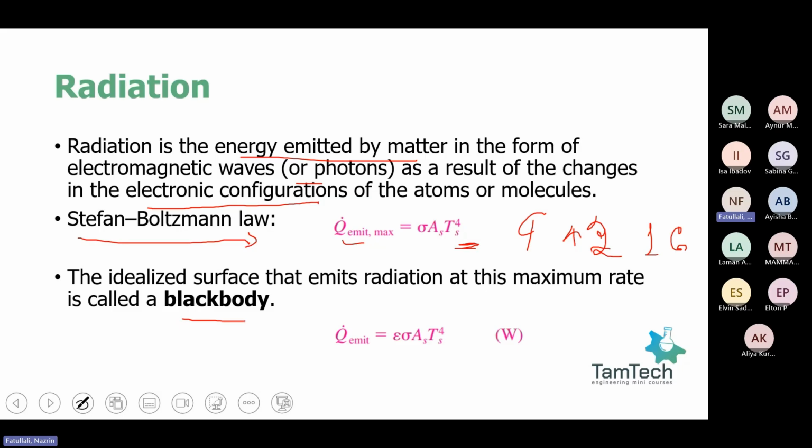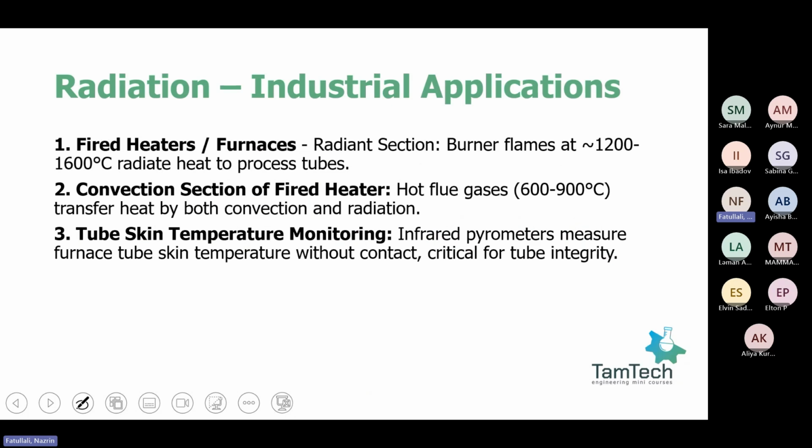A black body is a theoretical perfect emitter and absorber. It represents the upper limit of radiation, because here we have the emissivity factor. This emissivity can range from 0 to 1. When it is 1, it is a perfect absorber and it is called a black body. That is its maximum rate.